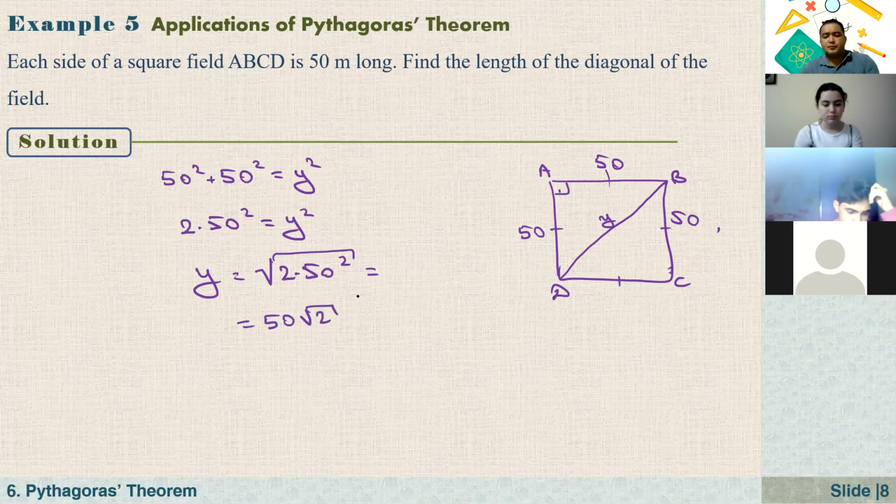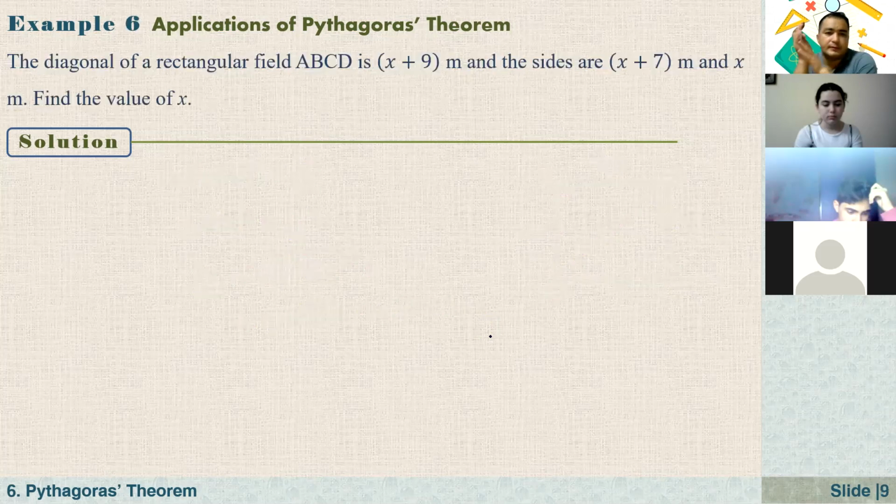Exactly. Approximately, correct to 2 decimal places, 50 times the square root of 2 is equal to 70.71 meters. So the diagonal is 70.71 meters. Okay.